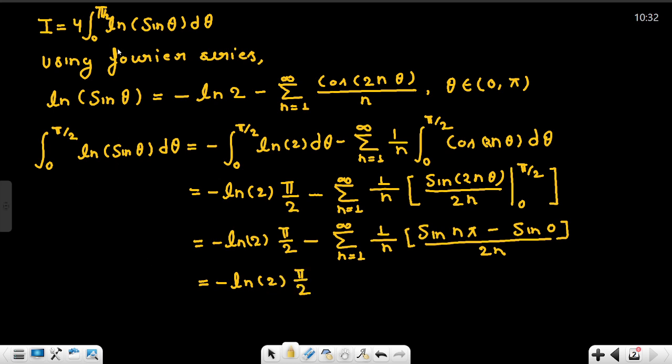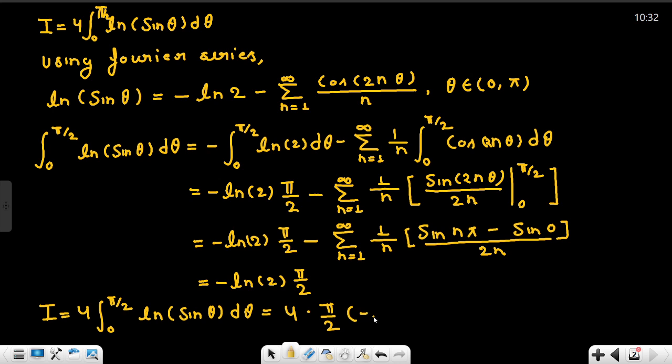So this value will be for this only. The integral I is equal to 4 times the integral from 0 to pi by 2 of ln sin theta d theta, right? So that is 4 times minus pi by 2 ln 2, right? So that is minus 2 pi ln 2, okay, so that is the final answer.